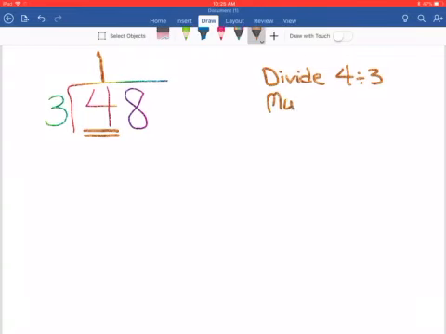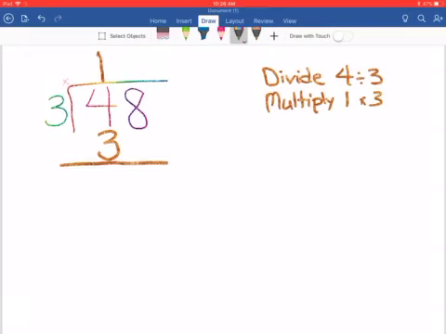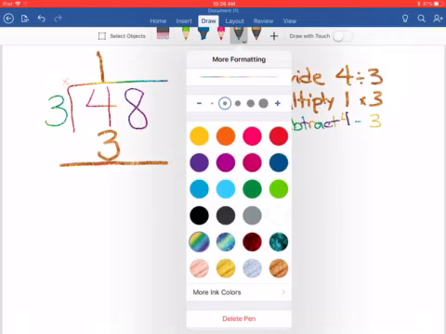The next thing you're going to do is multiply that 1 by 3. So you multiply the 1 times 3, and you're going to write your answer under the 4. So 1 times 3 is 3. Okay, and now you're going to subtract 3 from 4. So 4 minus 3 equals 1.